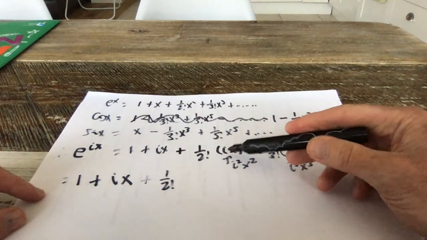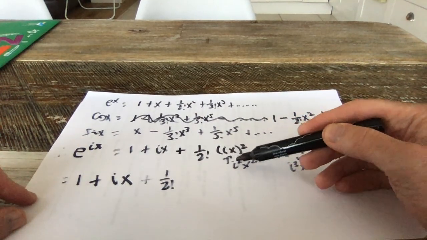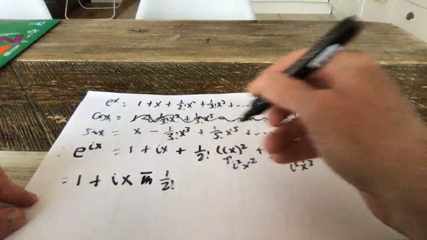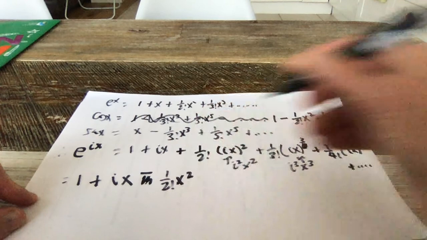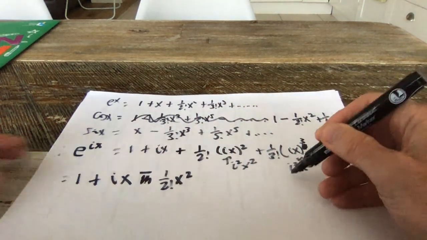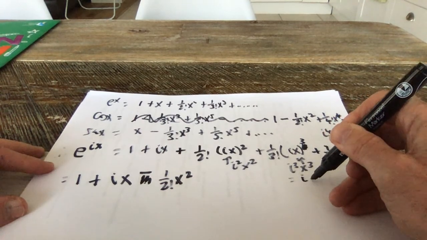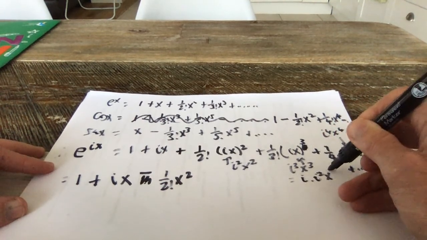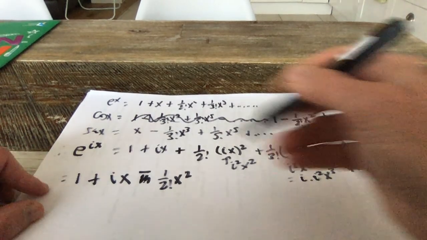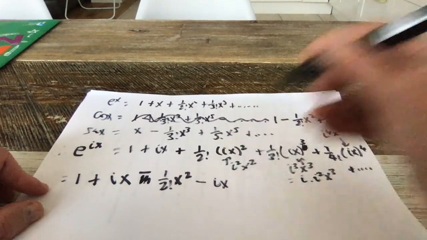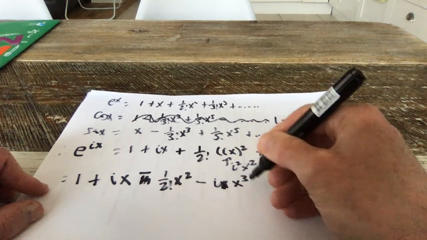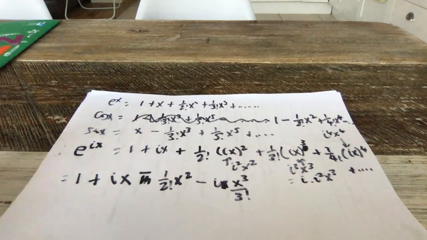Now, if you look at the first term here, ix squared, which is the same as i squared x squared, i squared is minus 1. So this thing here becomes minus x squared. Here, I've got i cubed x cubed. I can write that as i times i squared x cubed. That's exactly the same. i squared is minus 1. So this is minus i x cubed over 3 factorial.